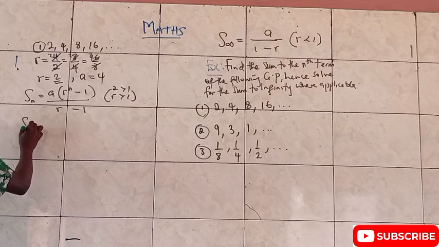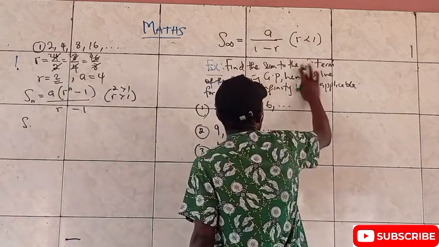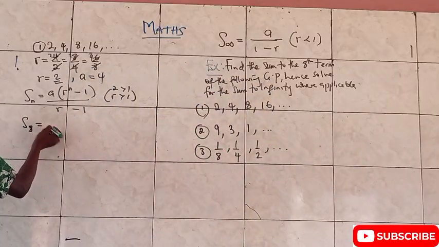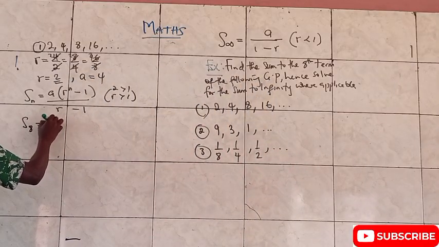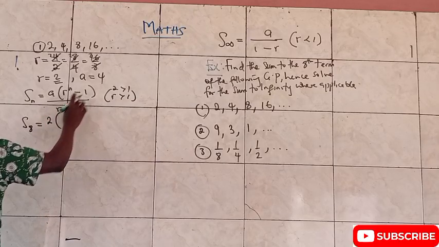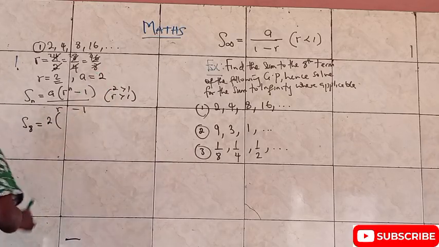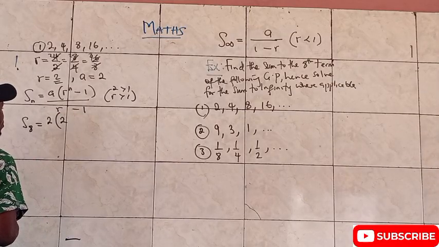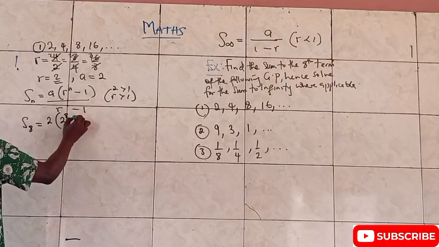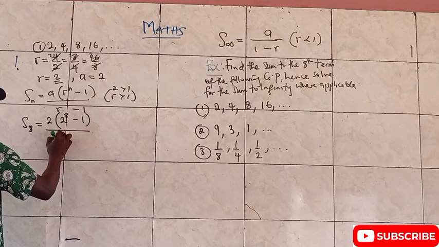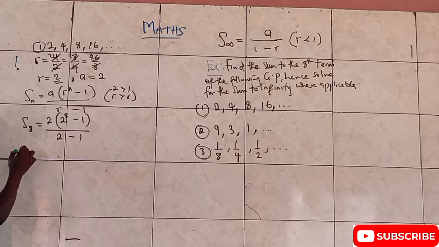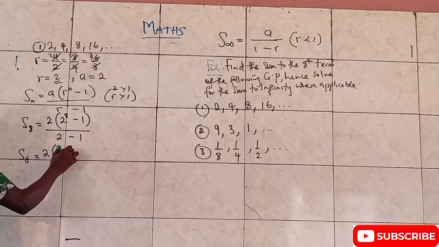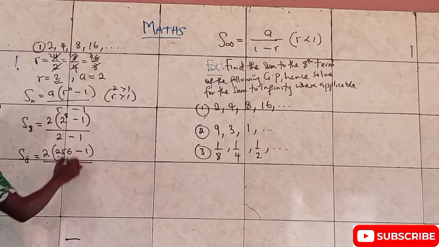Find the sum to the, let's say, 8th term. So S8 now equals, what is my first term? 2. What is my common ratio? 2. What is my n? My n is 8. So 2 times 2 raised to the power 8 minus 1, all over 2 minus 1. So I can easily simplify this and say S8 equals 2 times 2 raised to the power 8, which is 256, minus 1, all over 2 minus 1, which is 1.